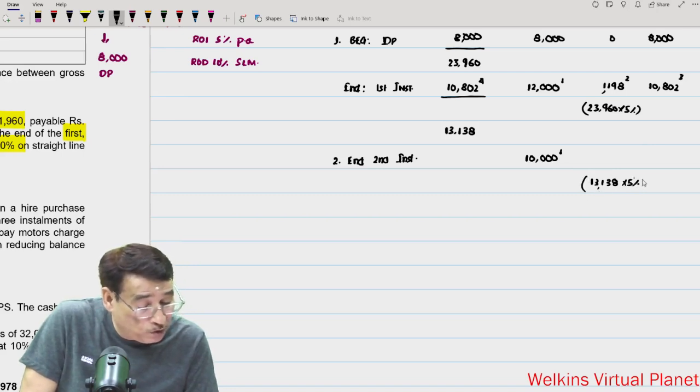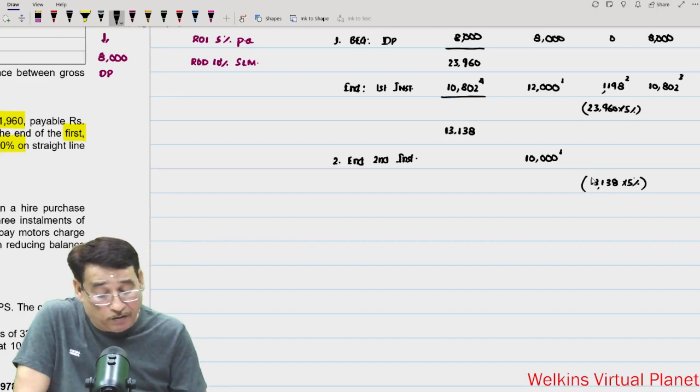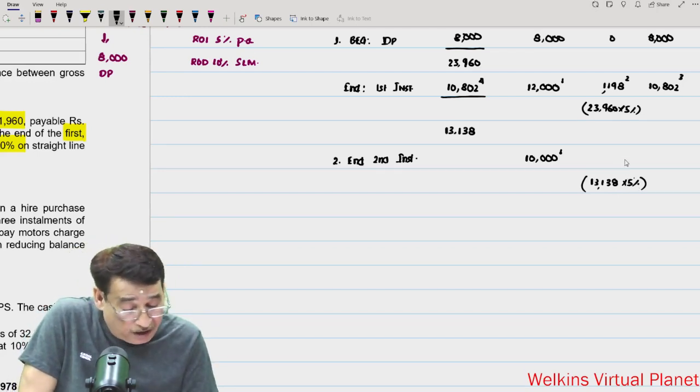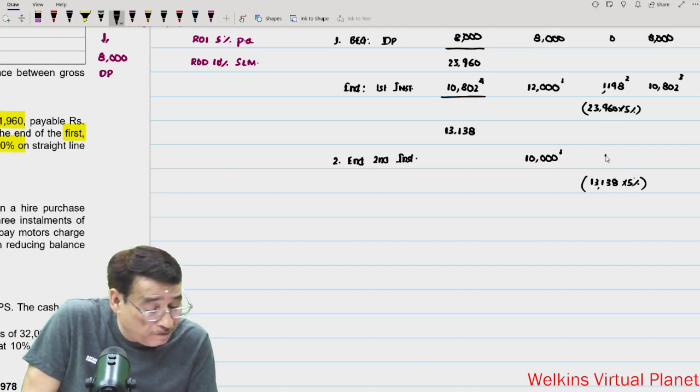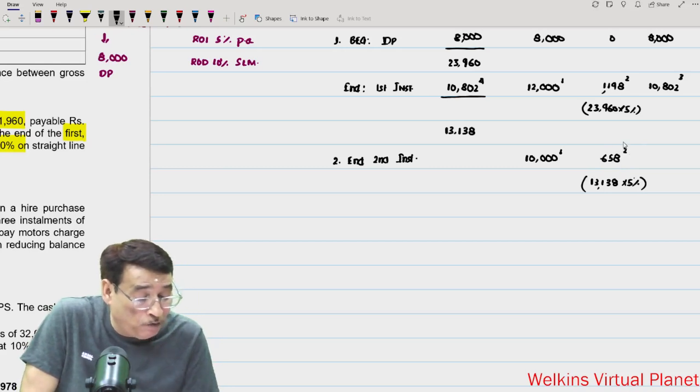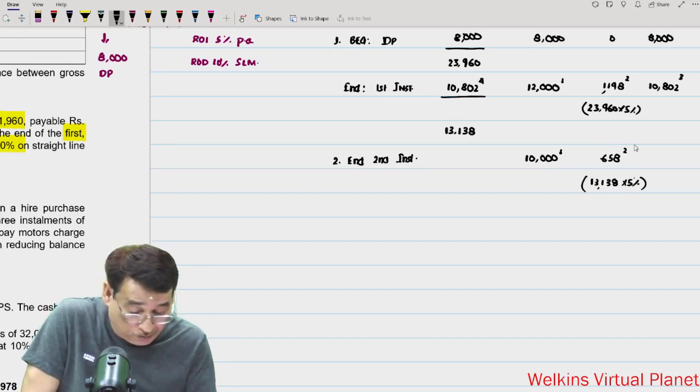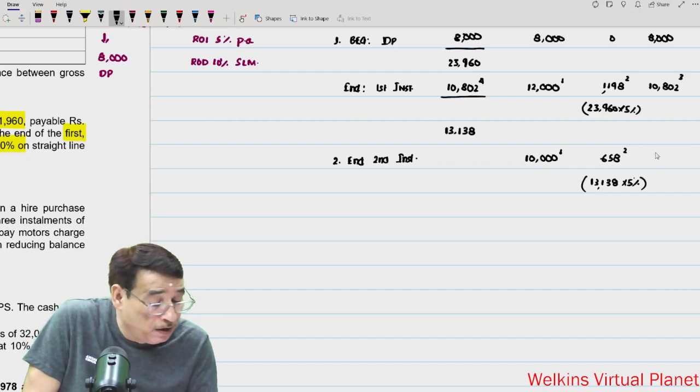Now if I am going to compute 5% of 13,138, that will be equal to 658. So 658 will be your what we call interest payment out of 10,000. You subtract this figure from this one to get 9342. So 9342 reflects the payment for cash price.